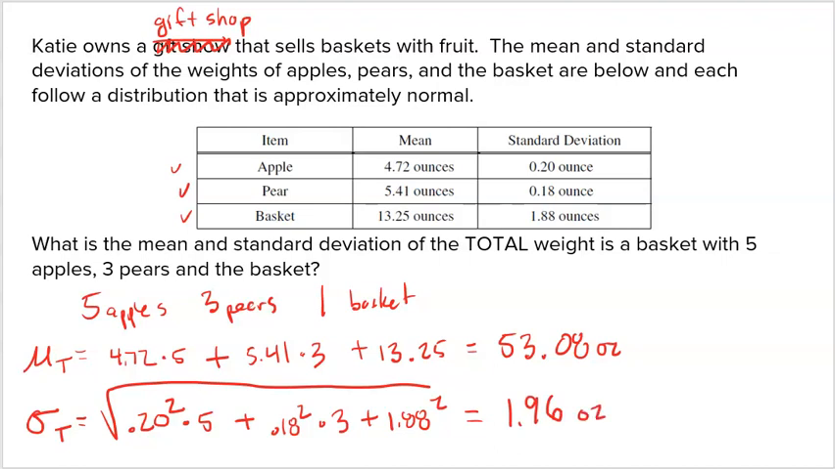So remember, these numbers represent the fact that if I had many baskets of 5 apples and 3 pears, then I would expect the total average to be 53.08 ounces. But some baskets, because apples, pears, and the basket all vary, some baskets could be heavier, some baskets could be lighter, and that's where the standard deviation comes in as well.